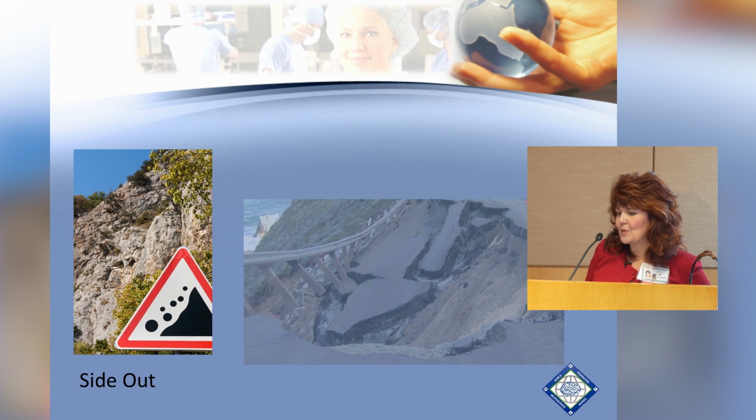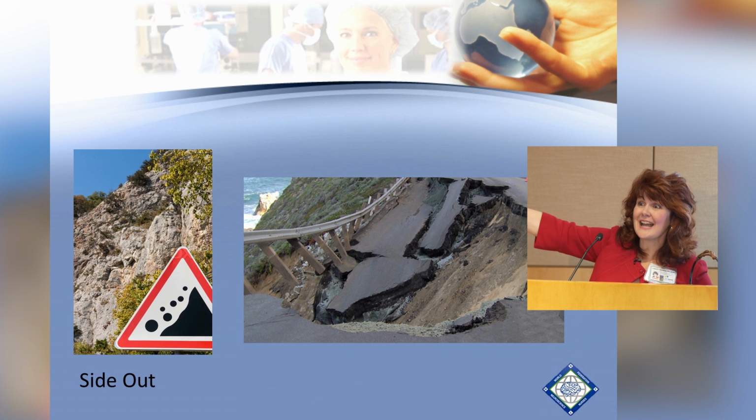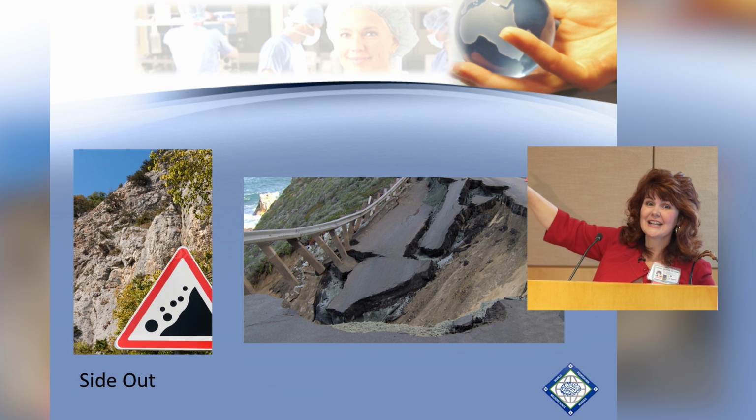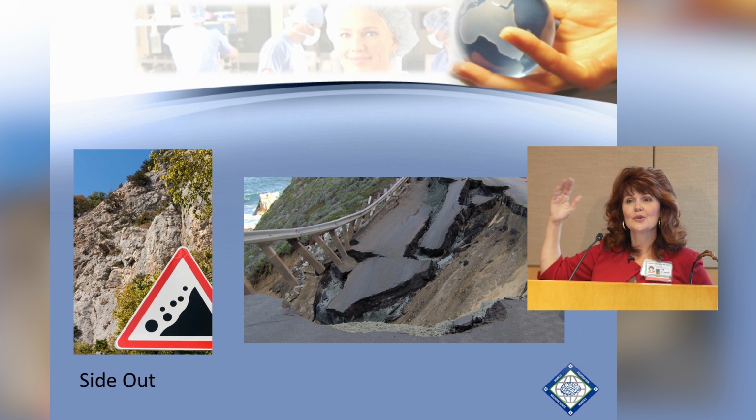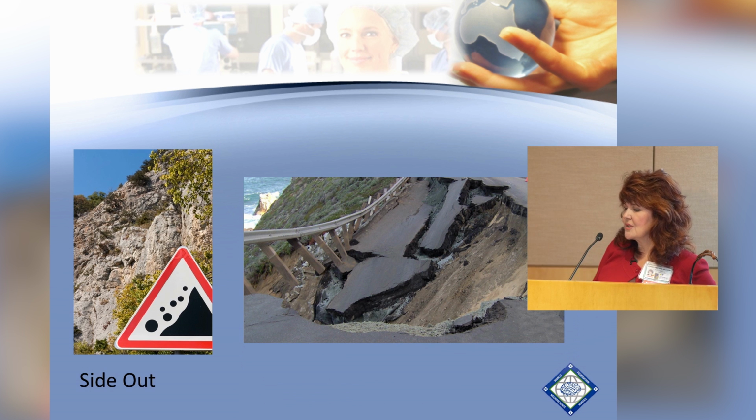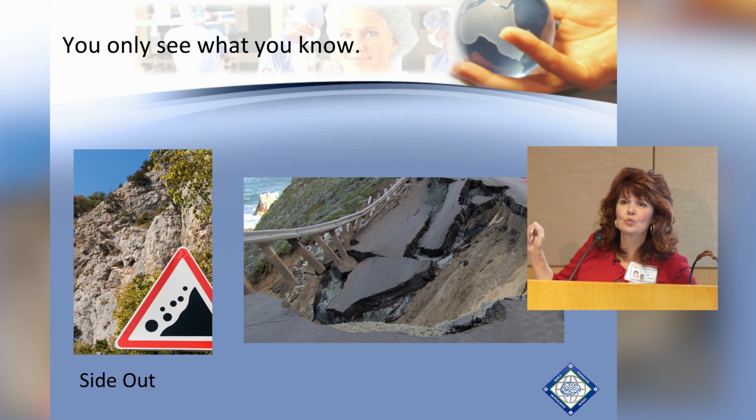And this is what we saw. The side was out. That is definitely a side out, right? And it's so important to understand: you only see what you know. If you do not know what you are looking at, it does not matter how obvious they make it. And that's so true in imaging, right? So that's what we're going to talk about.